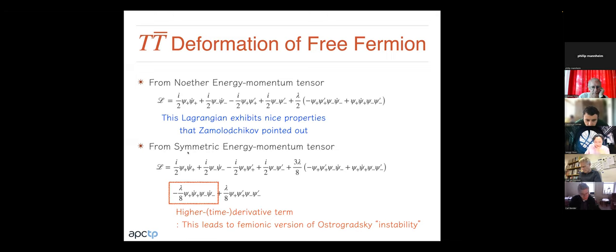But the other one, which is deformed by the symmetric energy momentum tensor, has this term. As you see, it is quadratic in time derivative. For a scalar field, that's usual, but from the point of view of the fermion, it's a higher derivative theory, right? So this leads to some fermionic version of Ostrogradsky instability, which is problematic. That's why I started to study this type of model. I usually work on the TT bar deformation.